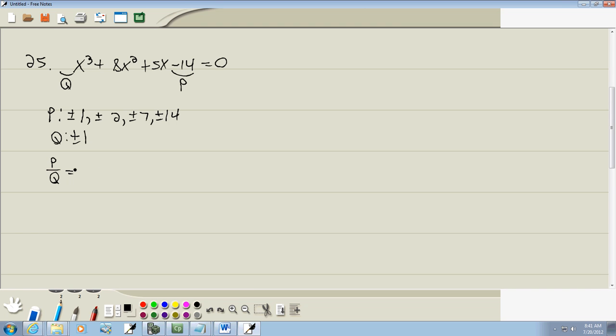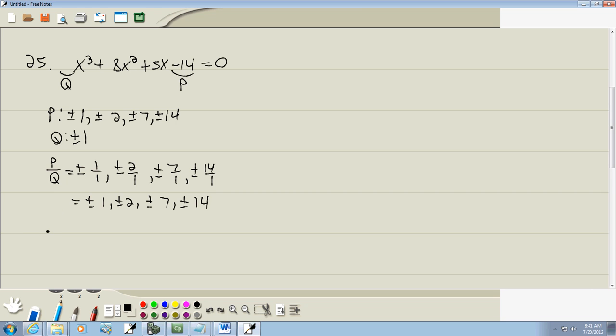And q will be 1 times 1, and again, we have to put the plus or minus on there. Now, all of our possible answers are p over q. So I'm going to take each value of p and put it over the q. So we have 1 over 1, 2 over 1, 7 over 1, and 14 over 1, which gives us plus or minus 1, plus or minus 2, plus or minus 7, and plus or minus 14.